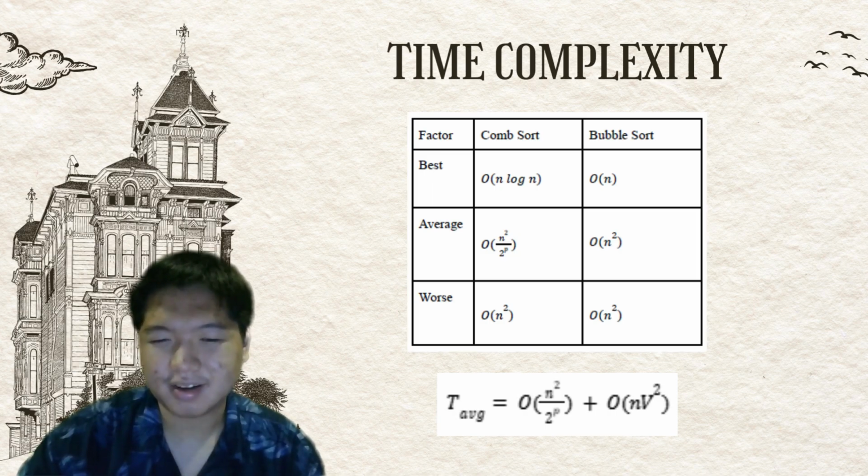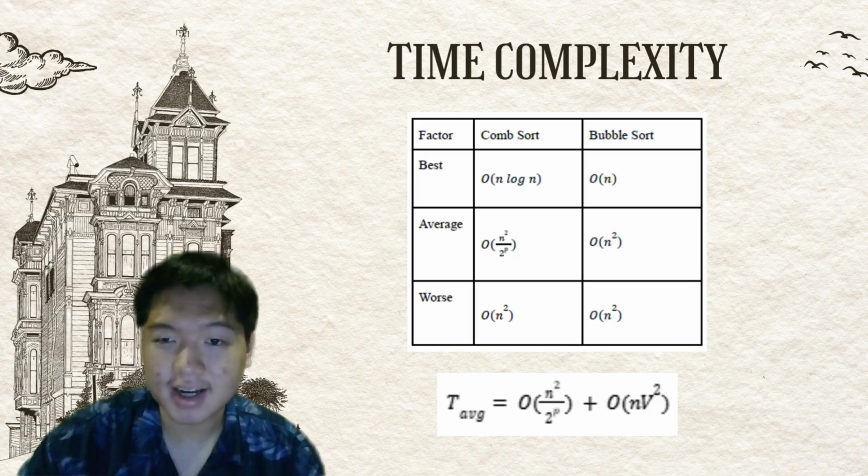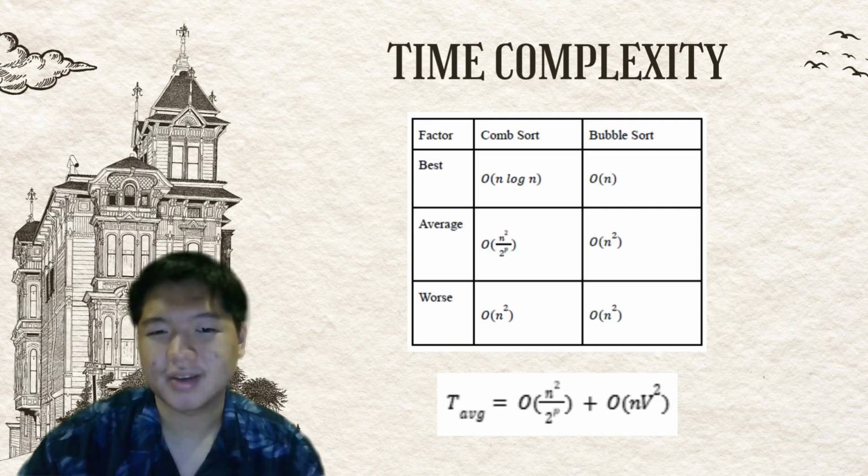Depending on the list arrangement, we could get different equations. But for this version, we will be focusing on its average case, which is n squared divided by 2 raised to p. This leaves the overall average time complexity of n squared divided by 2 raised to p plus, as previously mentioned, n times V squared.